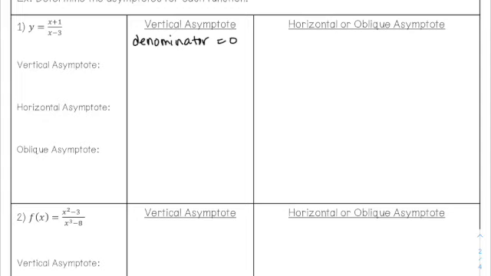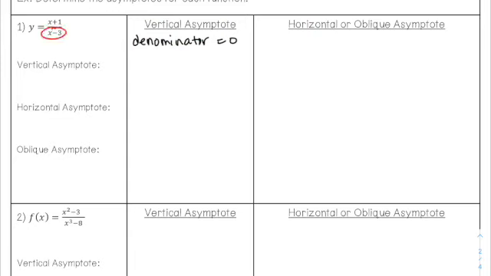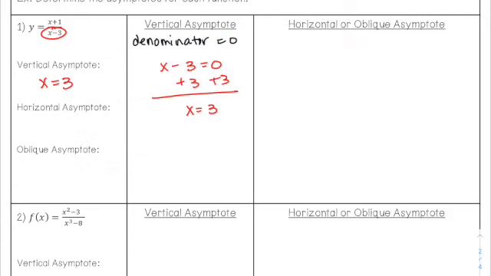So here, my denominator is x minus 3. To solve this, I'm going to add 3 to both sides and get x equals 3. So my vertical asymptote is x equals 3. For the next part, we'll figure out if we have a horizontal or an oblique asymptote.